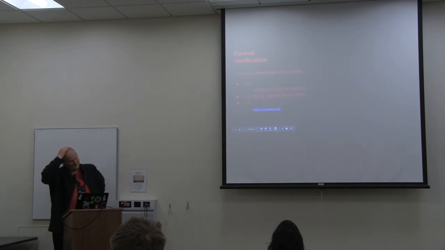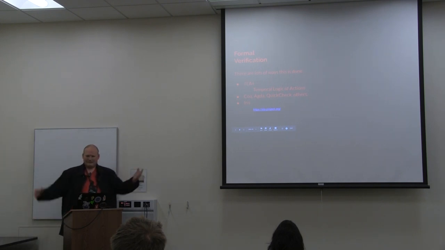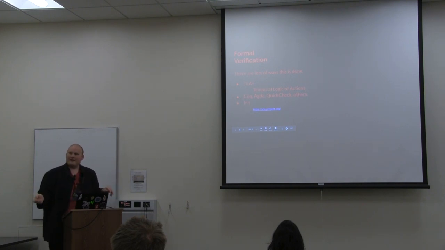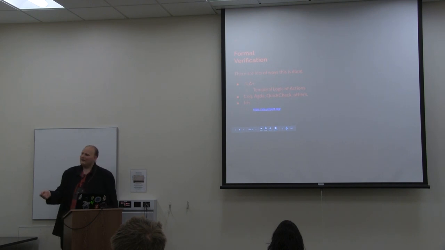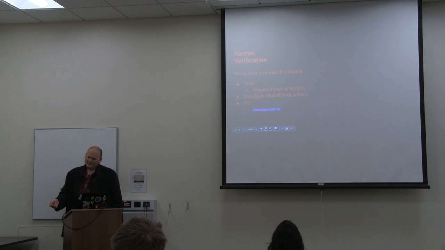TLA+ has already gotten mentioned. There's Coq and Agda. On a smaller scale, we're back to testing code, but this can still prove that, for example, your type class is correct. There's QuickCheck, and this is really, really good at finding really, really sneaky bugs. Ask me how I know. And there's this thing called Iris.